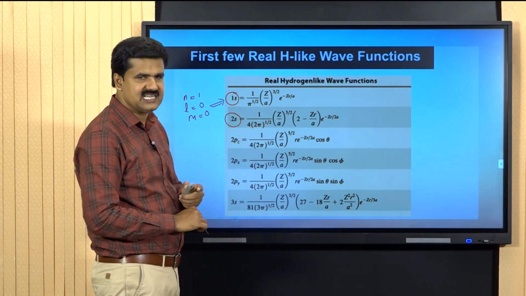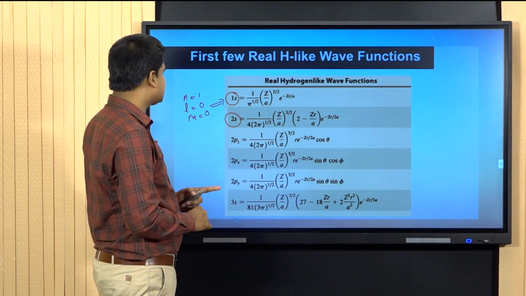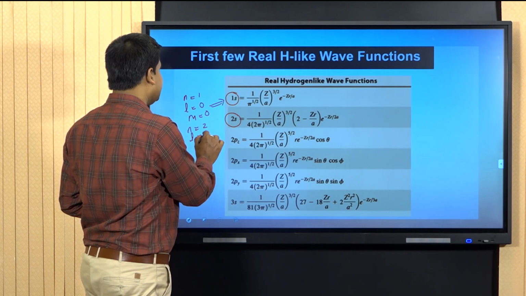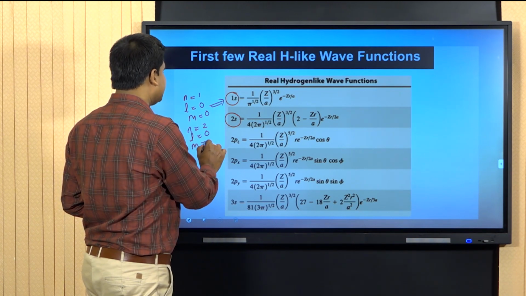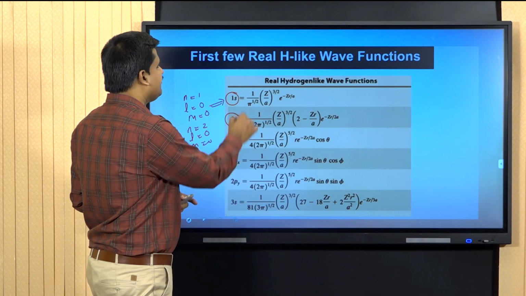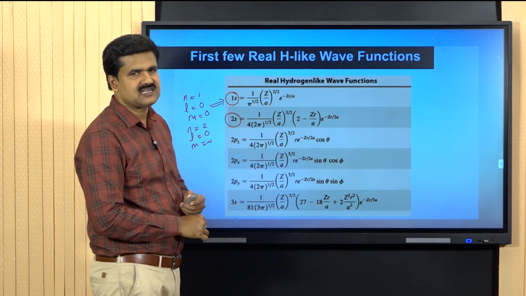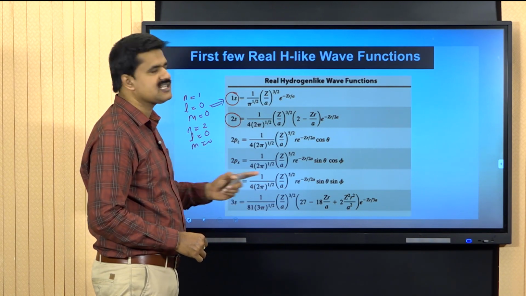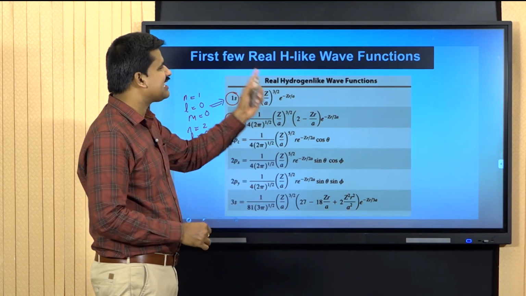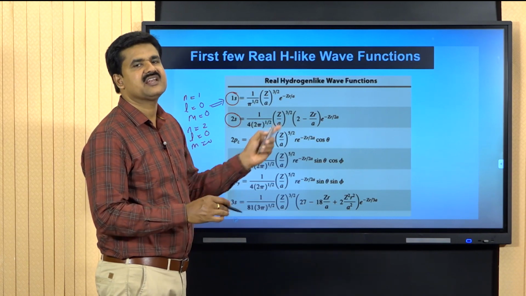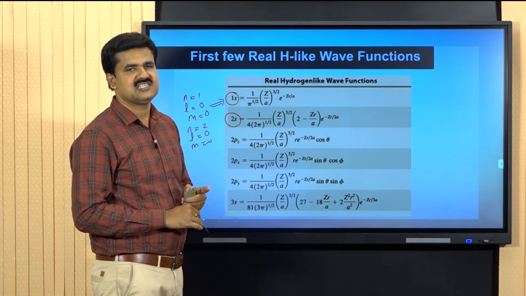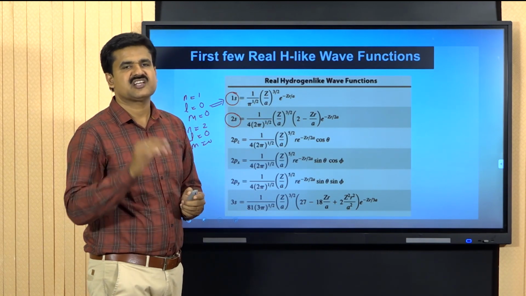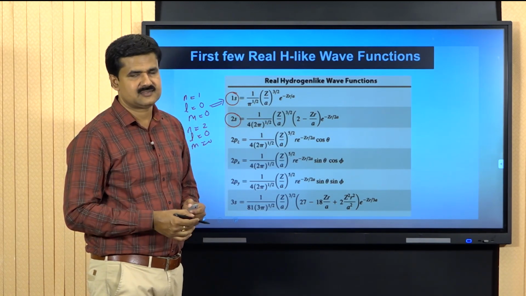This represents the 2s orbital, and the real hydrogen-like wave function for the 2s orbital is depicted here, and for this 2s orbital, we can put n equal to 2, l again equal to 0 and m again equal to 0. Similarly, we will get expressions for other orbitals also. 2pz, 2px, 2py and 3s are shown here. These are real hydrogen-like wave functions and do not incorporate the imaginary part. These are the first few real hydrogen-like wave functions corresponding to different orbitals.